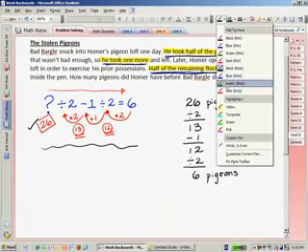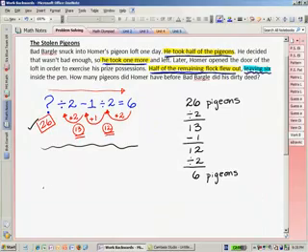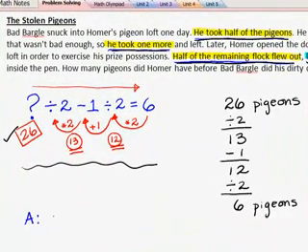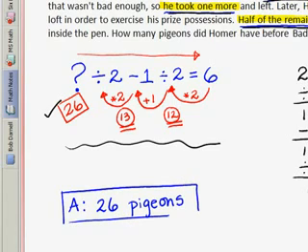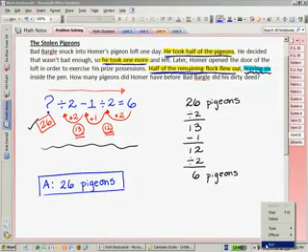So let's go ahead and summarize that in a box, as I always mention. So the answer is 26 pigeons, because the question asked, how many pigeons did Homer have before Bad Bargle did his dirty deed? And as I always say, please put a box around your answer so I can find it easily.